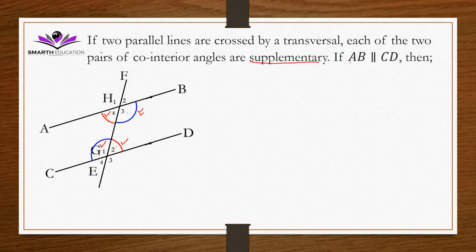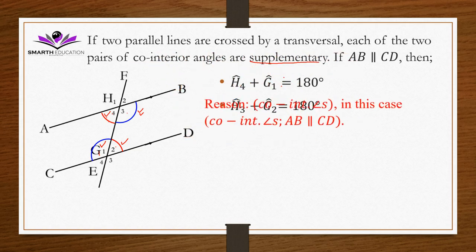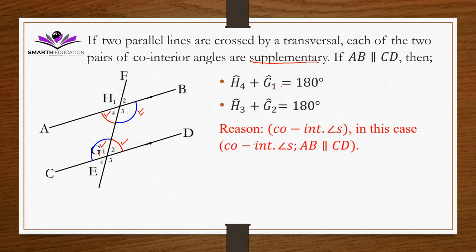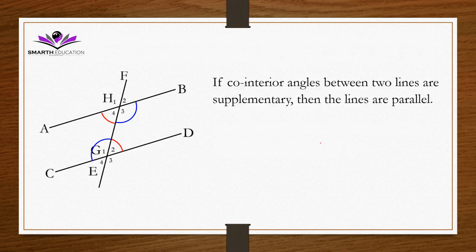Okay, so if AB is parallel to CD, then we can say angle H4 plus angle G1 equals 180 degrees. And then angle H3 plus angle G2 is equal to 180 degrees. And then what reason do we write? We say co-interior angles. And then in this case, we're going to say co-interior angles and then AB parallel to CD.